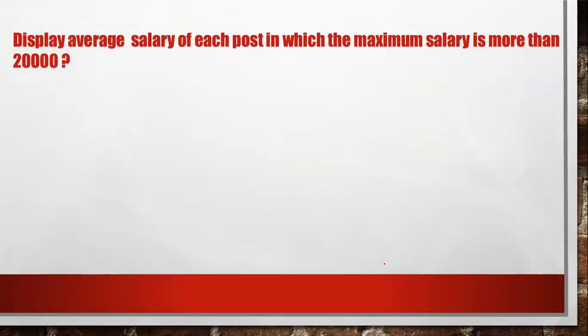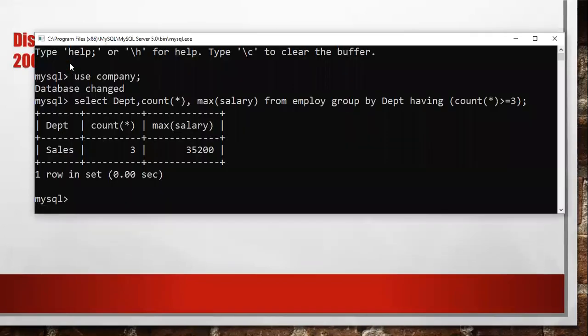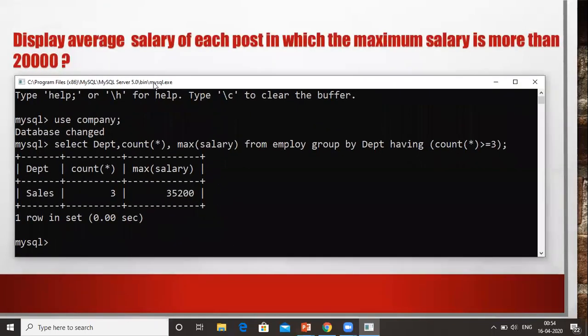Now let's move to the next thing. Let's do some questions in which this having clause is used. The first question is: display average salary of each post. There are various posts like officer, clerk, manager, so we have to find the average salary of all the clerks, all the managers, all the officers. There is one more condition given over here, that the maximum salary is more than 20,000. So it means we have to include only those posts in which the maximum salary is more than 20,000. Let's do this question.